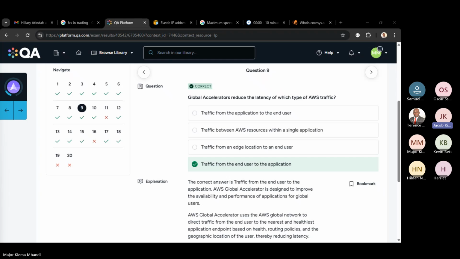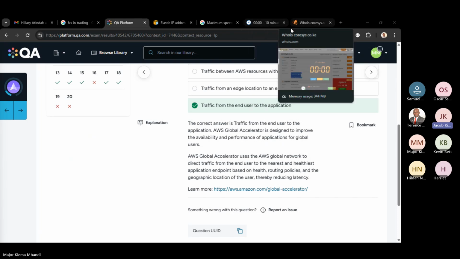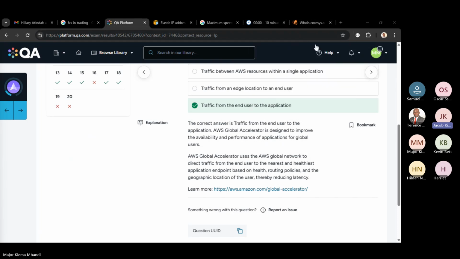The question reads: Global Accelerator reduces the latency of which type of AWS traffic? The correct answer is traffic from the end user to the application. Maybe let me read through the explanation. AWS Global Accelerator is designed to improve the availability and performance of applications for global users. It uses the AWS global network to direct traffic from the end user to the nearest and healthiest application endpoint based on health, routing policies, and the geolocation of the user, thereby reducing latency.